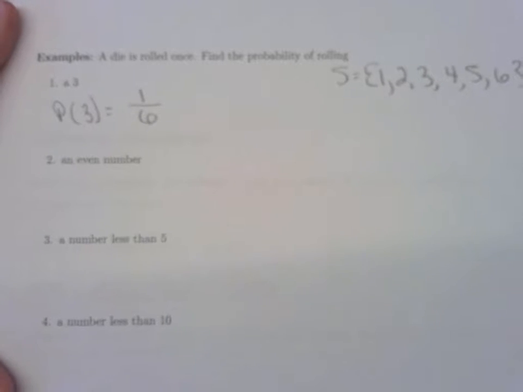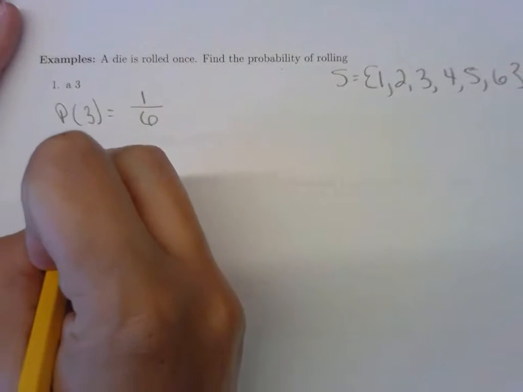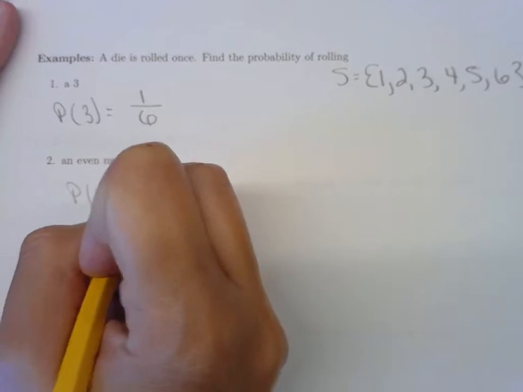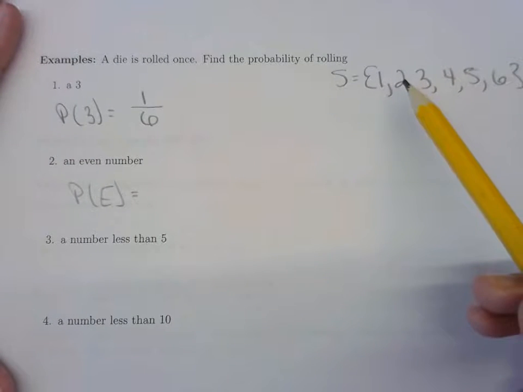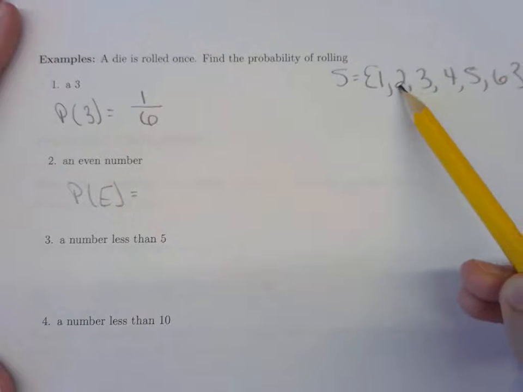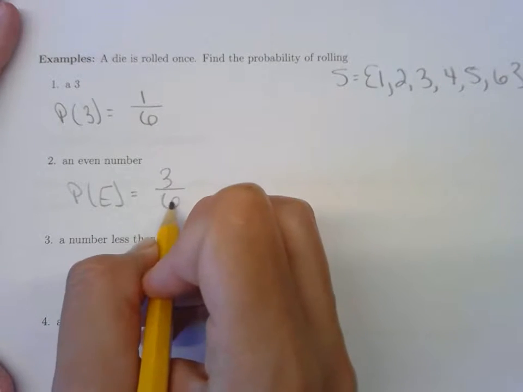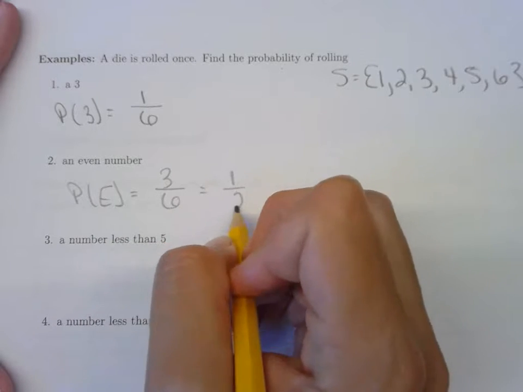Number 2, we want the probability of rolling an even number, which I'm going to denote as capital E. We need to find the number in our sample space that makes this true, an even number. That would be 2, 4, 6. So we have 3, and total in our sample space was 6, which reduces to 1/2.